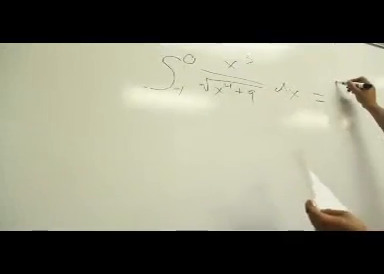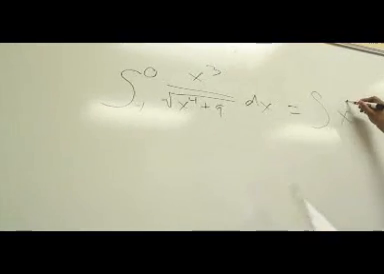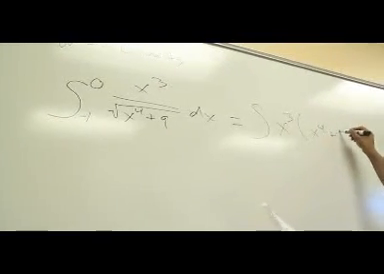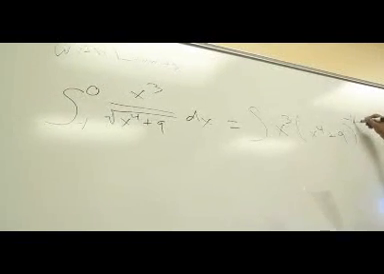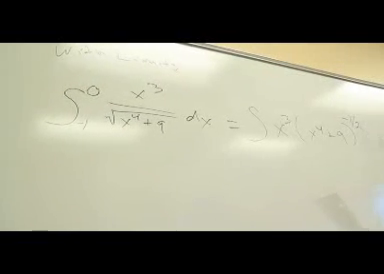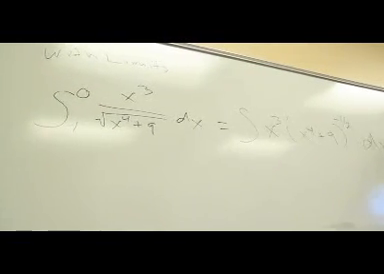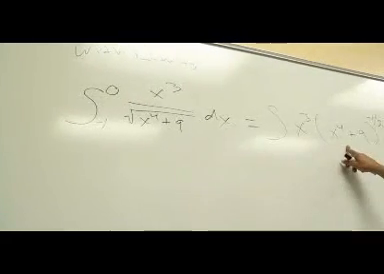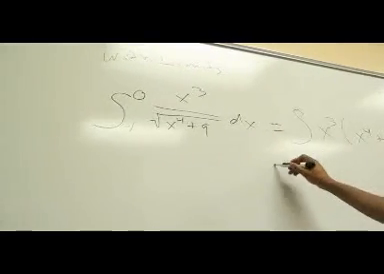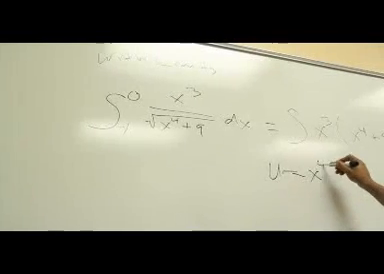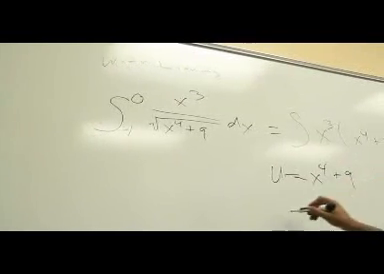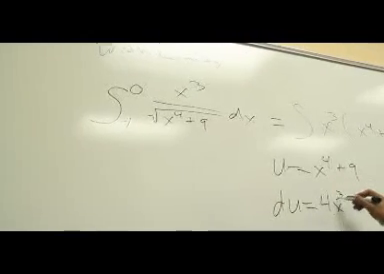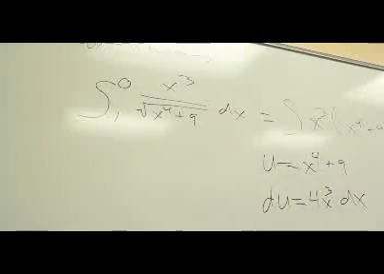So this will make it equal the integral of x cubed times x to the 4th plus 9 to the -1/2 dx. Now our inside function is our u. So our u equals x to the 4th plus 9. du equals 4x cubed dx, as always.